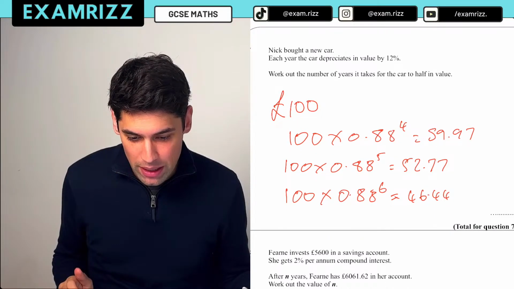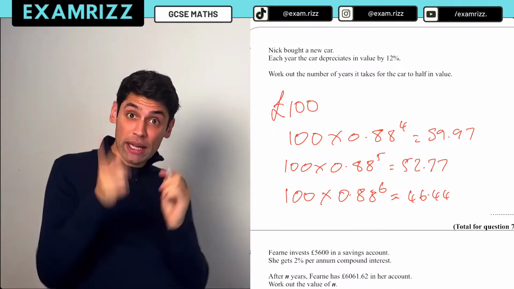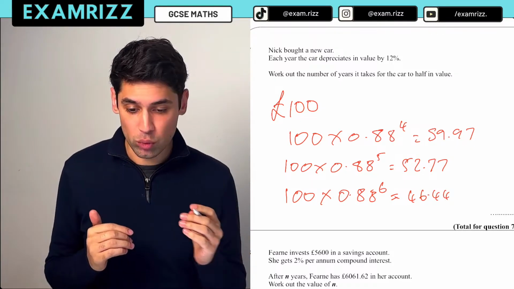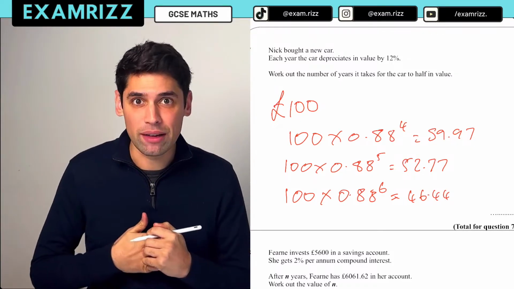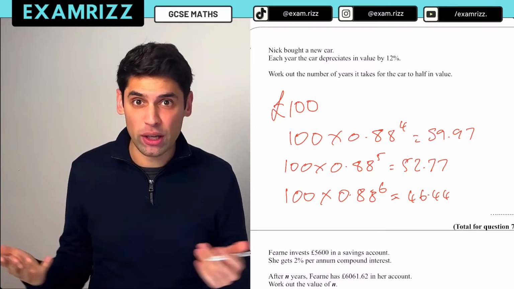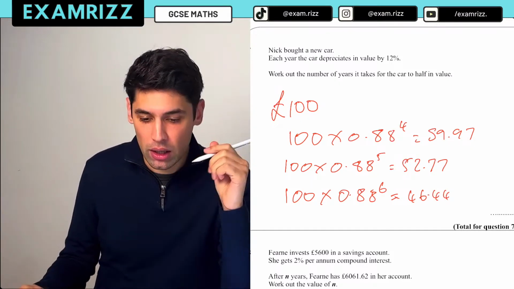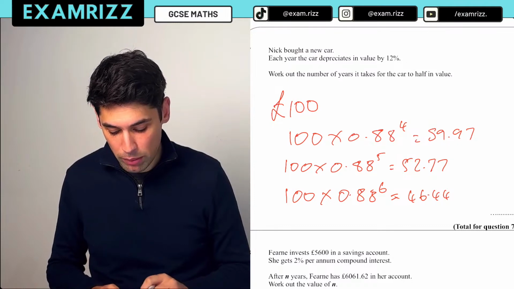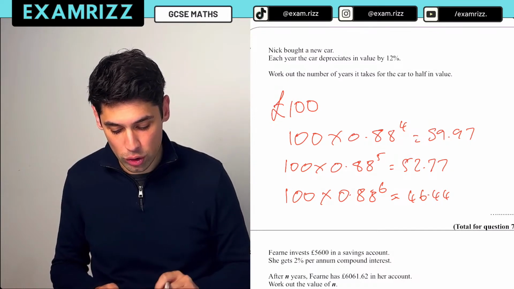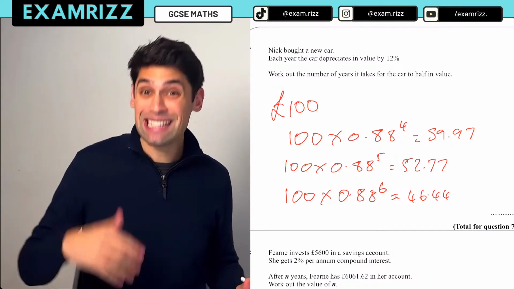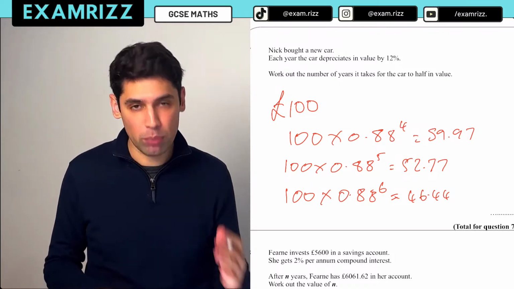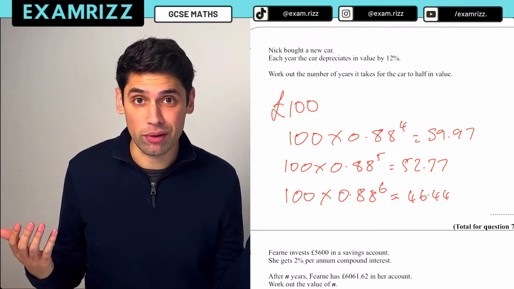Is times 0.88 the same as divide by 1.12? It is not. Really, really good question. It is absolutely not the same. It's really, really important to understand the difference between those two. If you just type it into your calculator, for example, you can see. If you do 100 times 0.88, you get 88. If you do 100 divided by 1.12, you get 89.28. So, yeah. But good question. Really important you ask those questions. Otherwise, how are you going to find the answer?